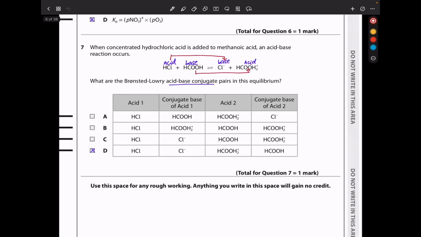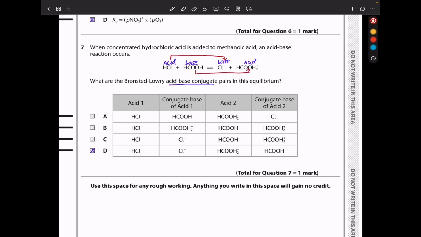And in question 7, when concentrated hydrochloric acid is added to methanoic acid, an acid-base reaction occurs. So this is the reaction shown. We can see this acid reacting with that to give us that. They say, what are the Bronsted-Lowry acid-base conjugate pairs in this equilibrium?